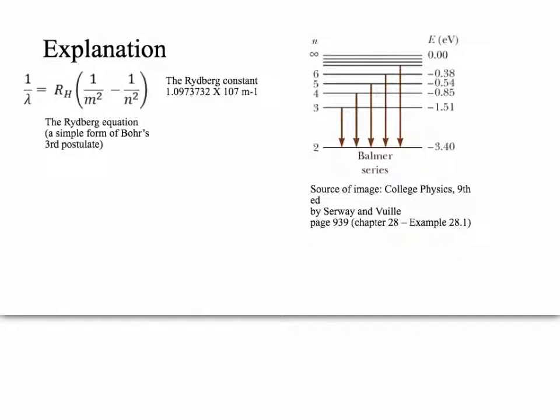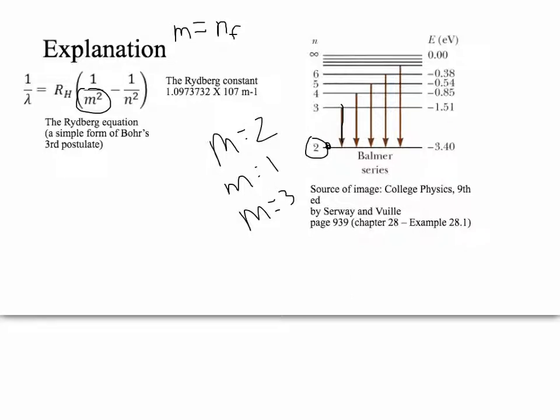So in the Rydberg equation, let me be clear, m in the Rydberg equation is equal to n final in the Bohr equation. So the final energy level: at what energy level are we stopping? In the Balmer series, m is equal to 2. In the Lyman series, m is equal to 1. And in the Paschen series, m is equal to 3. And if you're thinking about this intuitively, let's say for the Balmer series, if m equals 2, then n must be greater than 2.